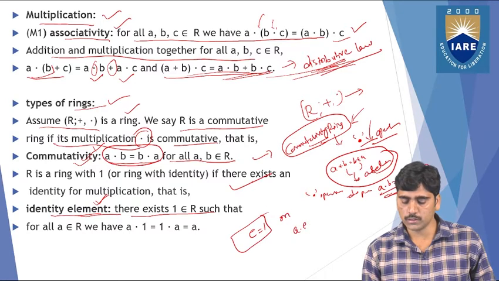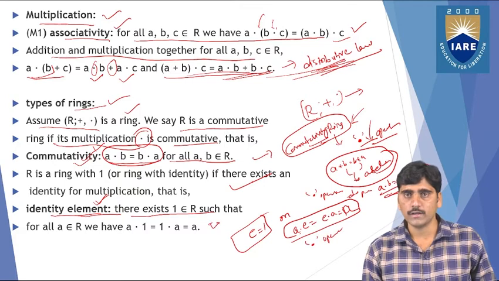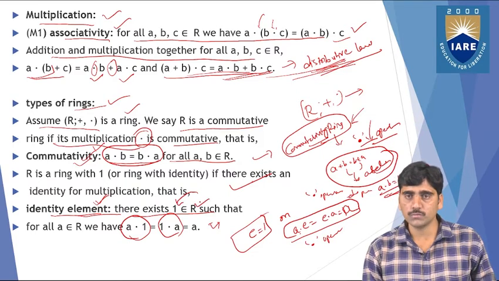A dot e equals 1, a dot e equals a. So that means it performs the dot operation as the identity element. So a dot 1 equals 1 dot a, and that means 1 belongs to R. It follows that 1 should belong to the ring. So then it is said to be an identity ring.